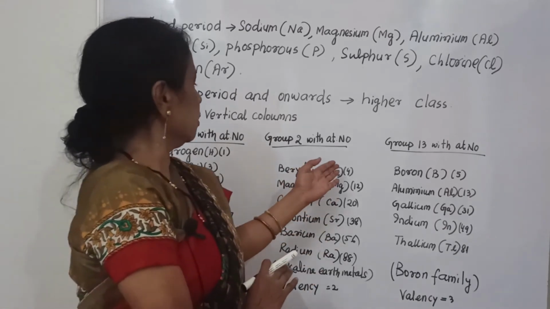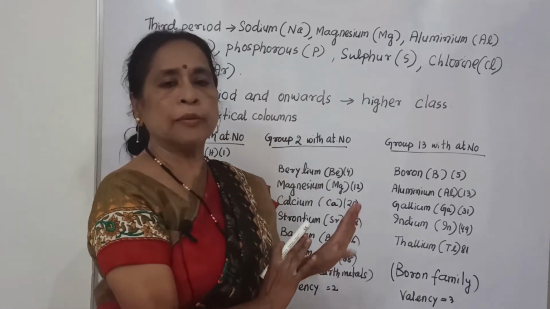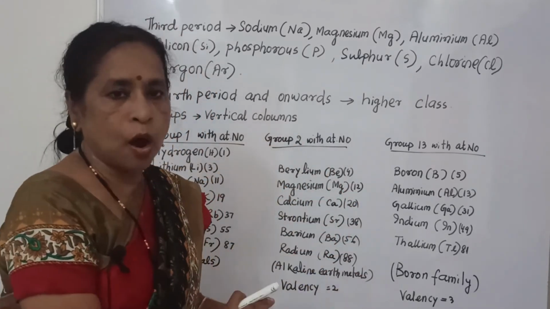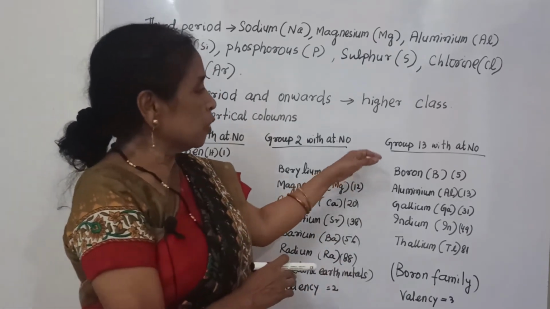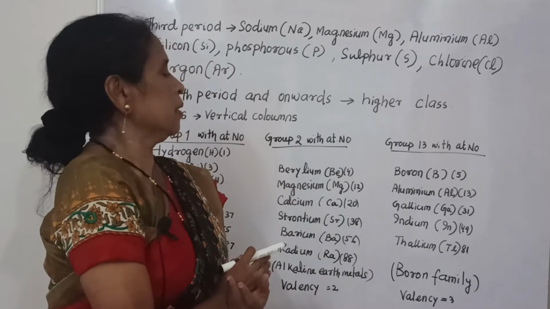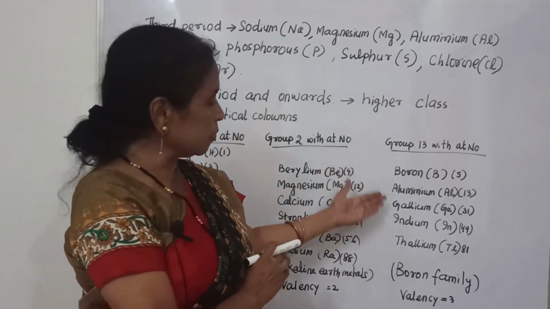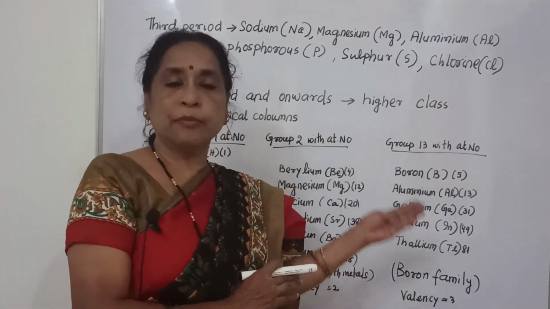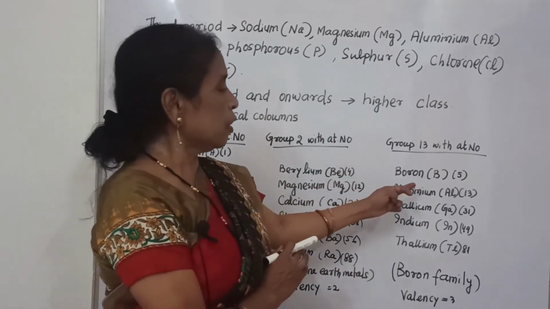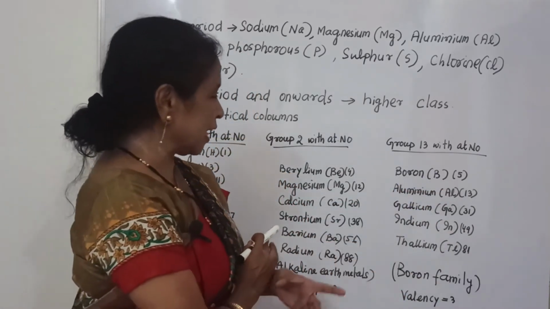Then after group 2, group 3 is also there. Groups 3 to 12 are not required to remember now. In 11th class you can remember them. But group 13 you can remember, at least 2 elements now, and gradually remember all the elements. Boron, aluminium, gallium, indium, thallium. Boron, B, 5. Aluminium, Al, 13.